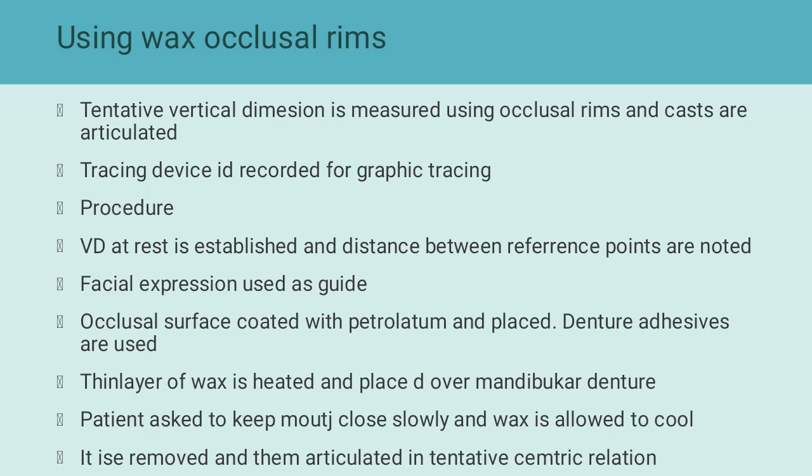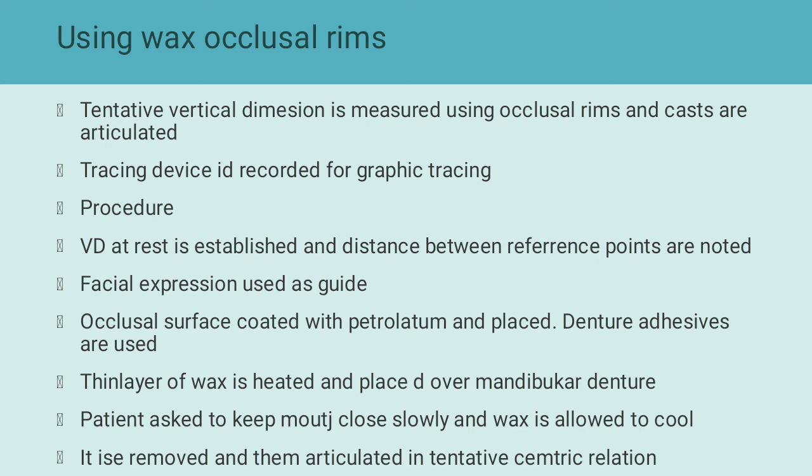Then the next one is using a wax occlusal rim. In the wax occlusal rim, tentative vertical dimension is measured accurately using the occlusal rim, and casts are articulated in the tentative centric relation. A tracing device is recorded for graphic tracing. While seeing the procedure, a distance between the reference points, that is the tip of the nose to the tip of the chin, is also established and noted. Facial expression is used as a guide.